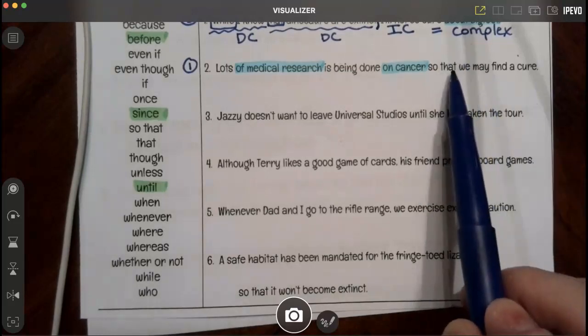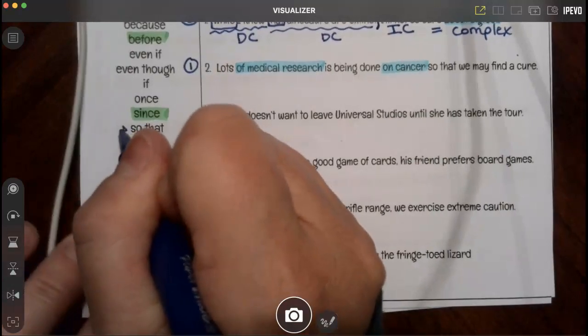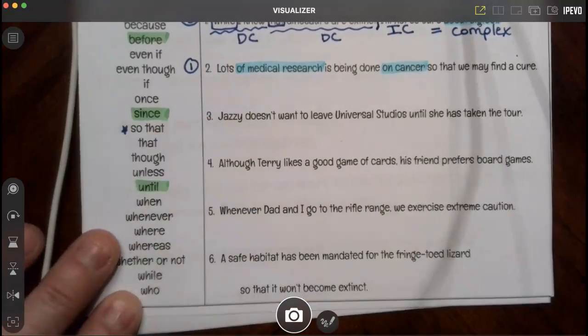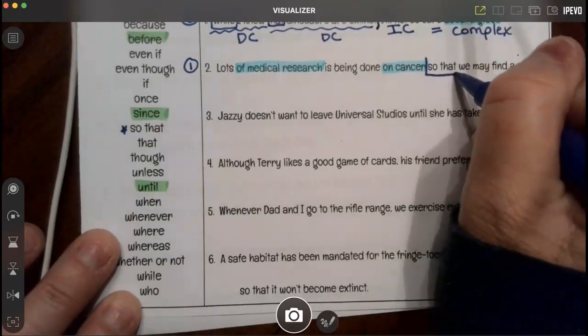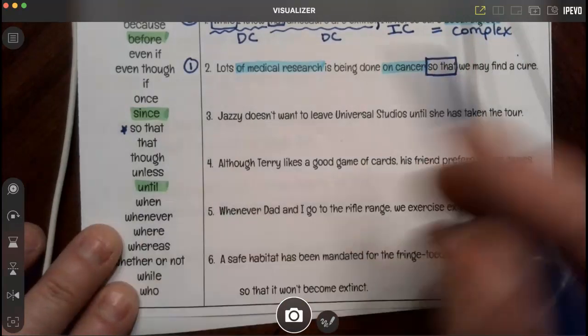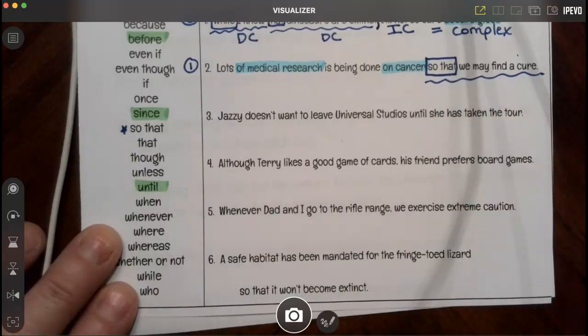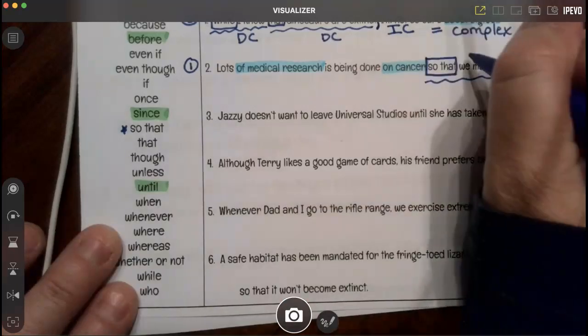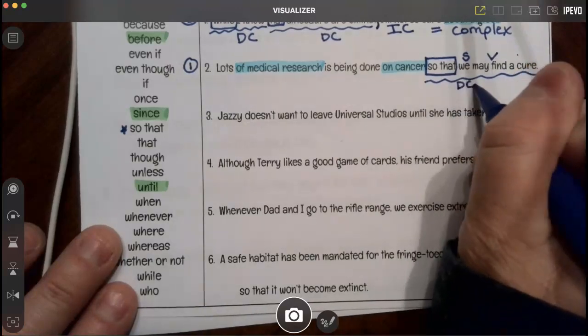And I see "that," but I also see it with the word "so," and that's one we probably need to pay special attention to. "So" by itself is a conjunction, but when it's with "that," they work together to make a subordinating conjunction. So that what? So that we may find a cure. And within that dependent clause, the subject here is we. And what are we doing? We may find. So that's a dependent clause.